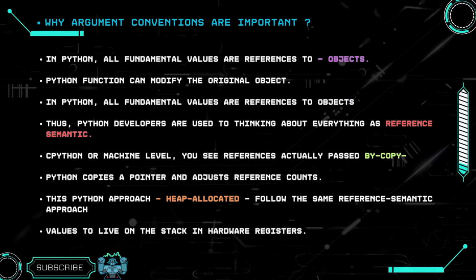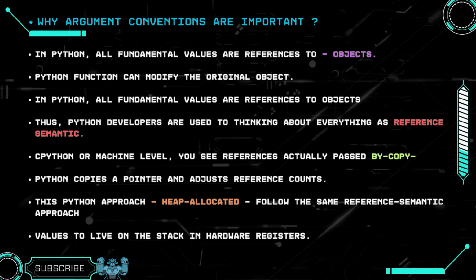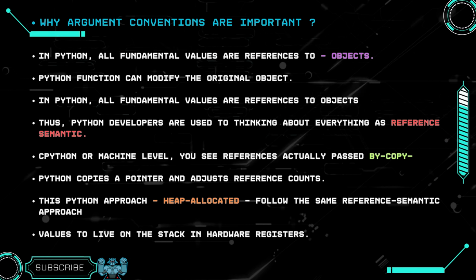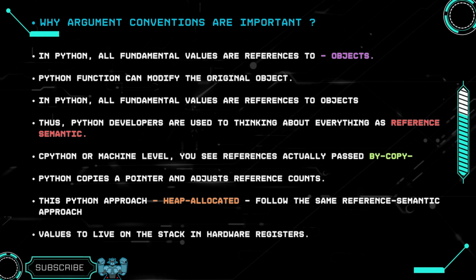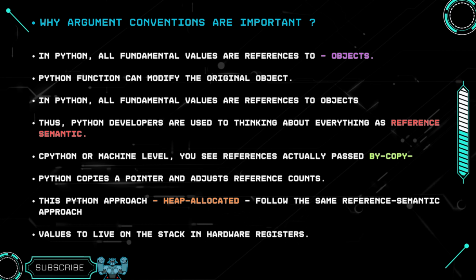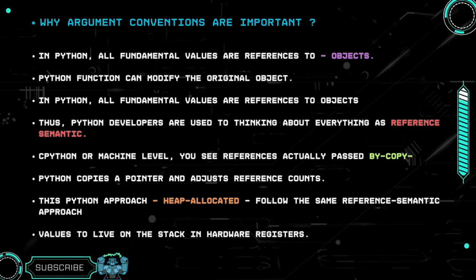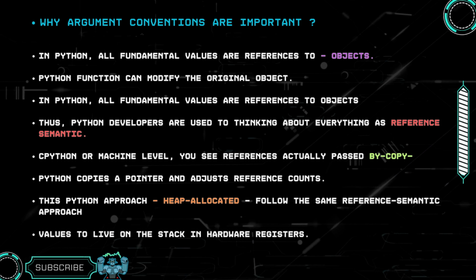Thus, Python developers are used to thinking about everything as reference semantics. At the machine level, you see references are actually passed by copy: Python copies a pointer and adjusts reference counts. This approach, heap allocated, follows the same reference semantic approach, whereas values live on the stack in hardware registers.